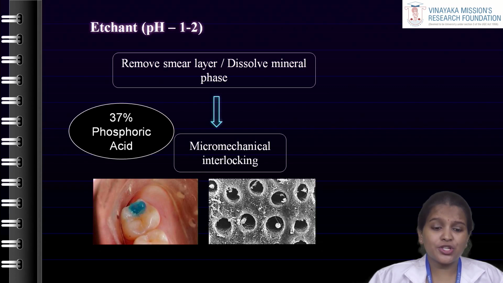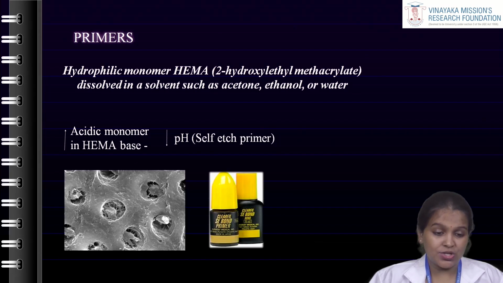The major function of the etchant is that it removes the smear layer and dissolves the mineral phase, and this causes the exposure of the collagen network. So when it comes to enamel or dentin, ultimately it causes micromechanical retention. The next component is the primer. As I told earlier, we use a primer because it causes rehydration and swelling of collagen, so that it helps in cross-linking of collagen with the resin monomer that comes in after the application of the primer.